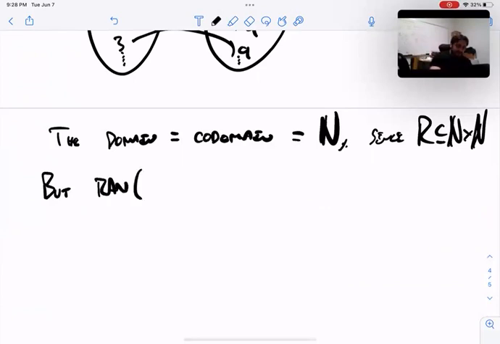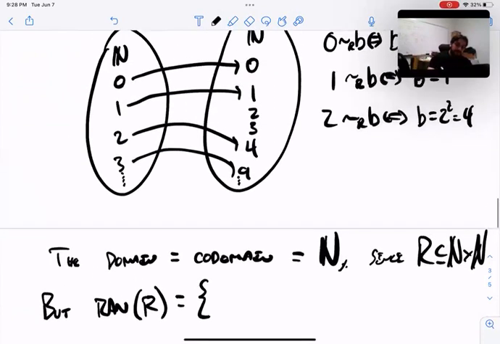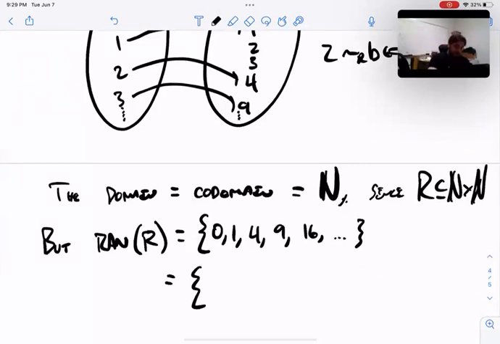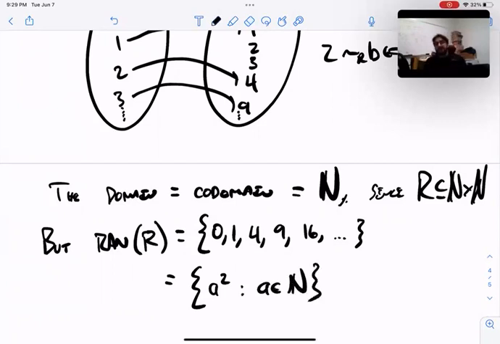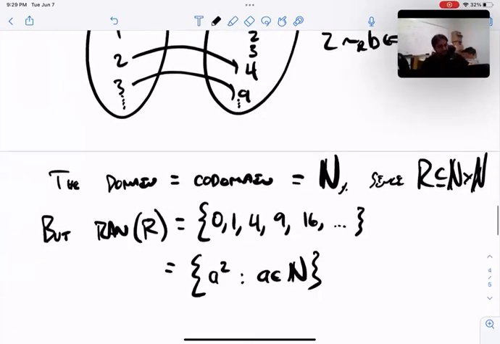What is the range of this relation? The range here is only the perfect squares, right? 0, 1, 4, 9, 16, etc. Another way of saying that is it's the set of all numbers a squared, where a is a natural number, right? So take the set of all natural numbers a, and then square them all, right? And then you get the range of this function.